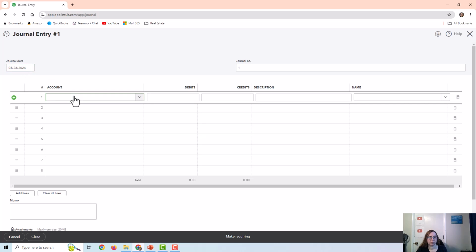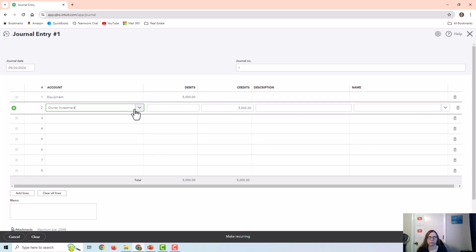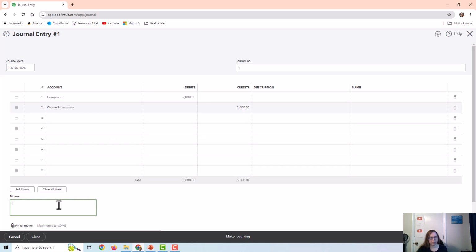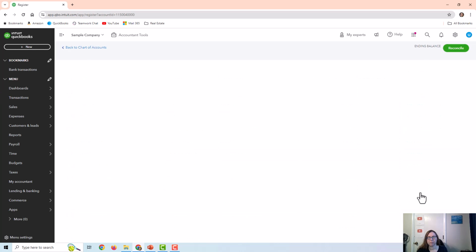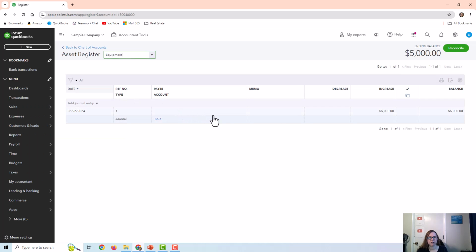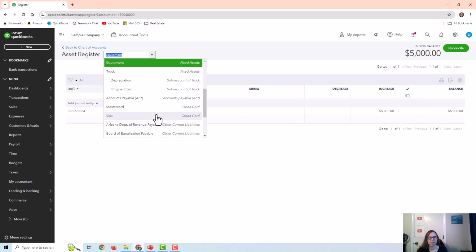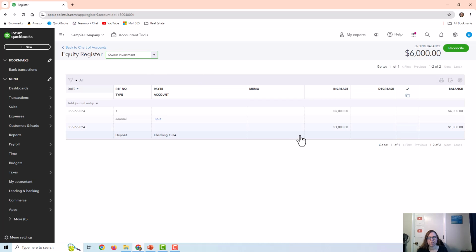So first you would want to show this in an equipment fixed asset account. And then you would also credit owner investment for $5,000. So this doesn't affect the checking account. Now the business shows $5,000 in equipment and $6,000 in owner investment.